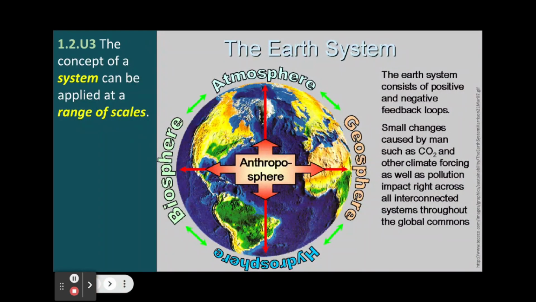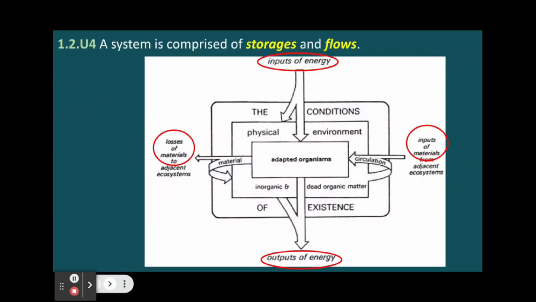A system is comprised of storages and flows. Storages are places where matter or energy is accumulated or stored within the system. Flows are movements or transfers of matter or energy into or out of the system. The flows provide inputs and outputs of energy and matter for the system.